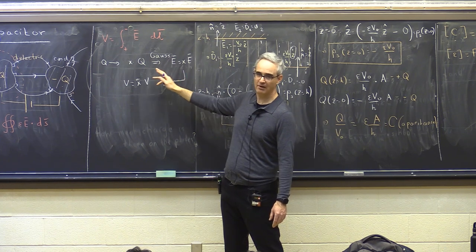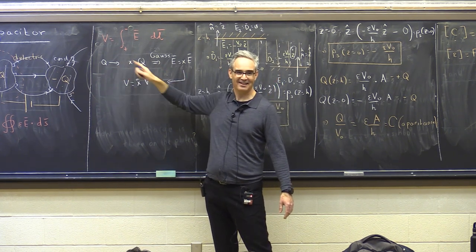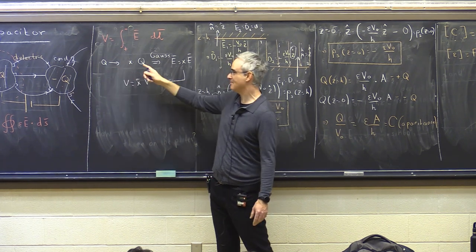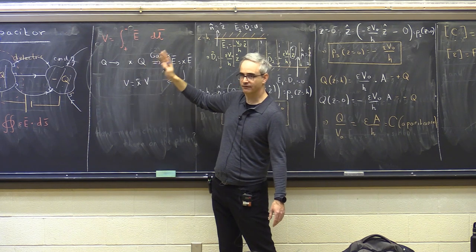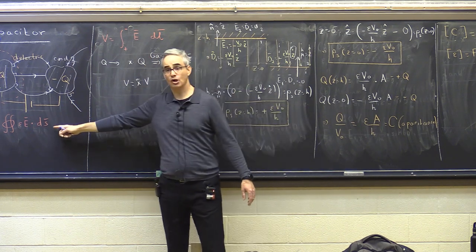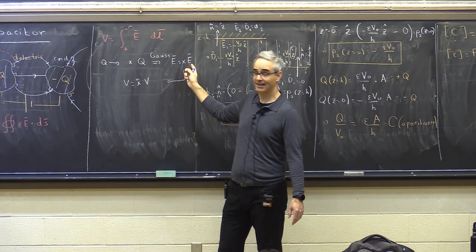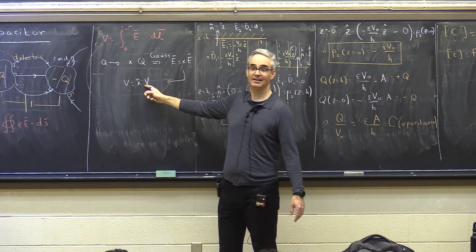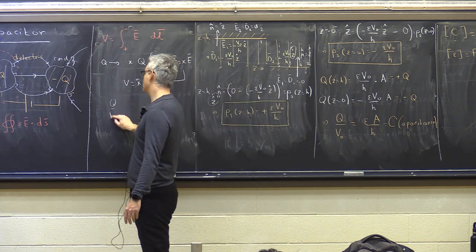As a MATLAB code, if I were to write this mathematically, I should have introduced primes here, that there is a Q prime, so the Q becomes XQ. If Q is multiplied by a factor of 10, let's say, from Gauss's law, I conclude that the electric field has to multiply by a factor of 10, right? But then the voltage will also multiply by the same factor. And that means that Q over V remains constant.